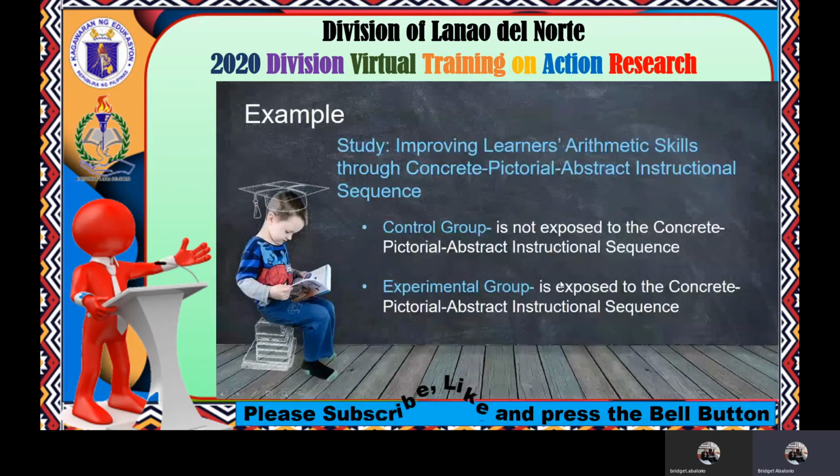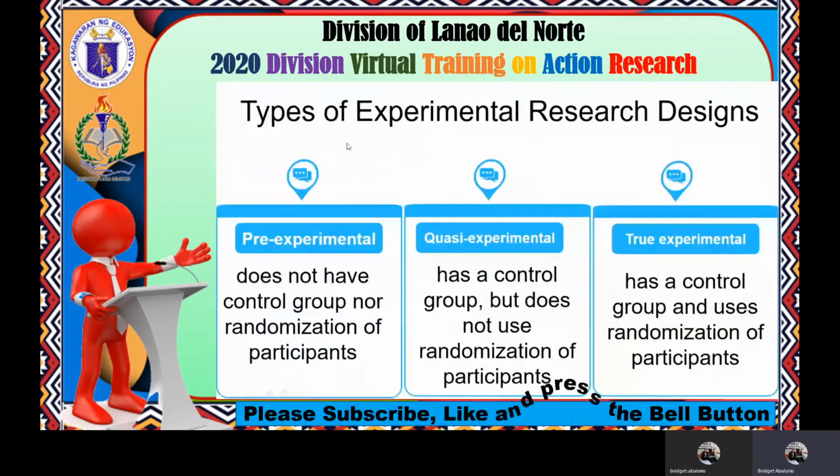We have here the types of experimental research design: the pre-experimental, the quasi-experimental, and the true experimental research design. In the pre-experimental research design, it does not have a control group nor randomization of participants. In the quasi-experimental research design, it has a control group but does not use randomization of participants. In the true experimental research design, it has a control group and uses randomization of participants.